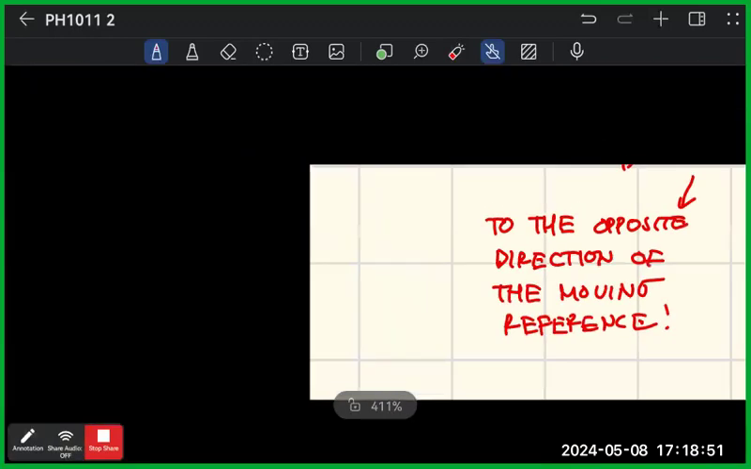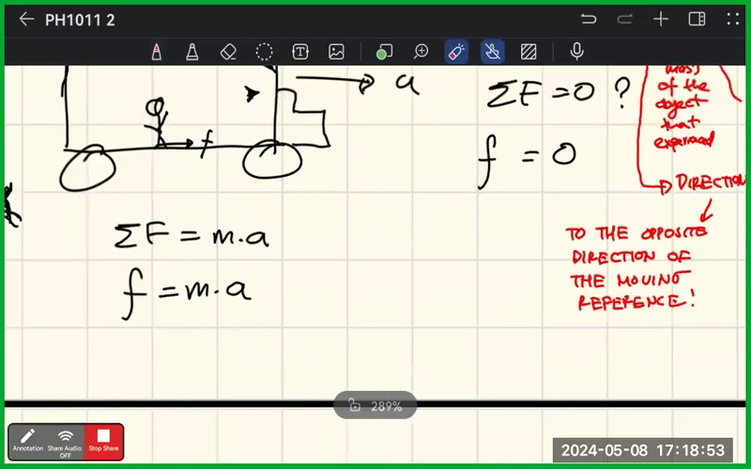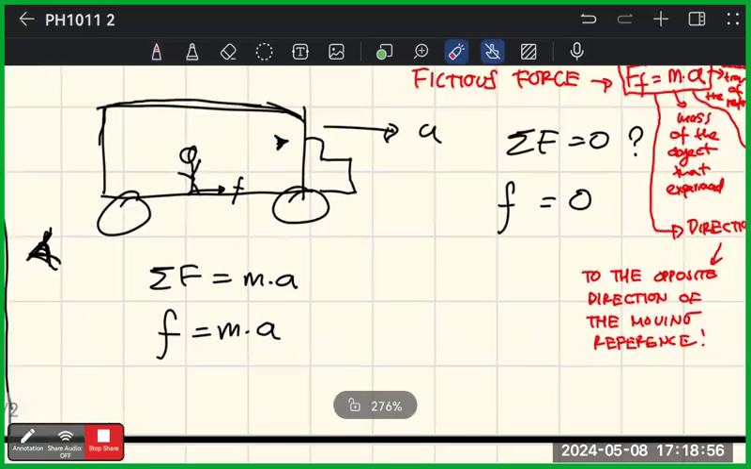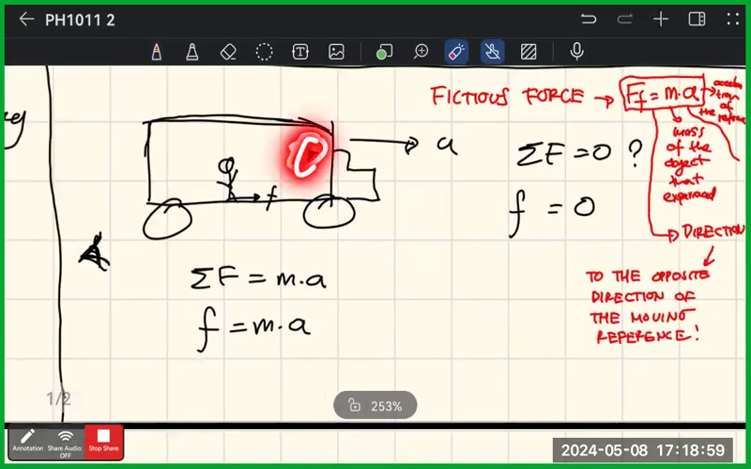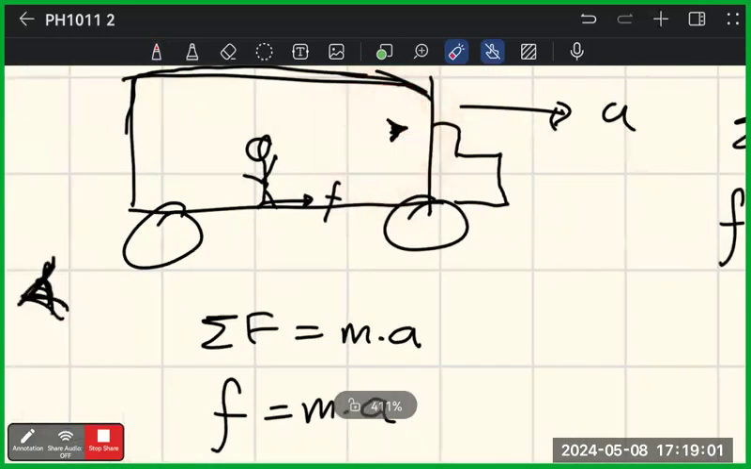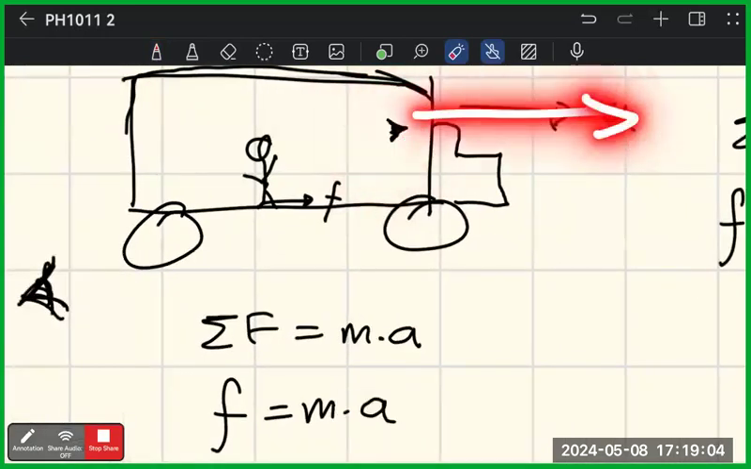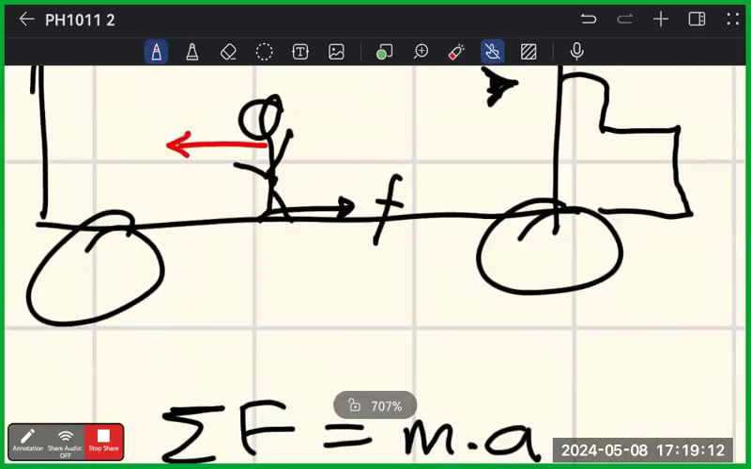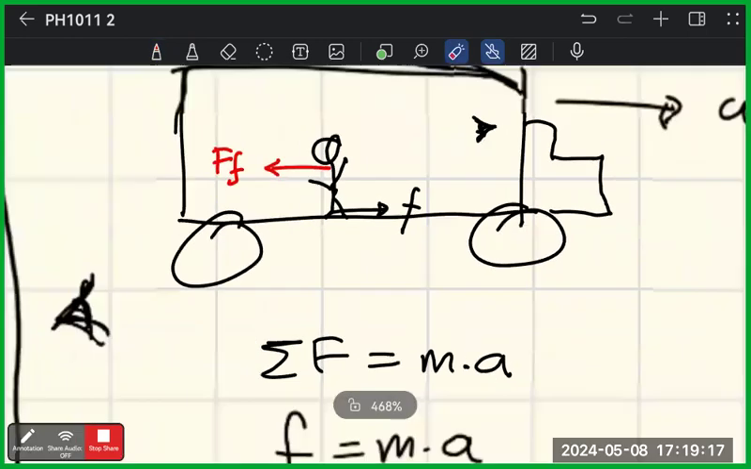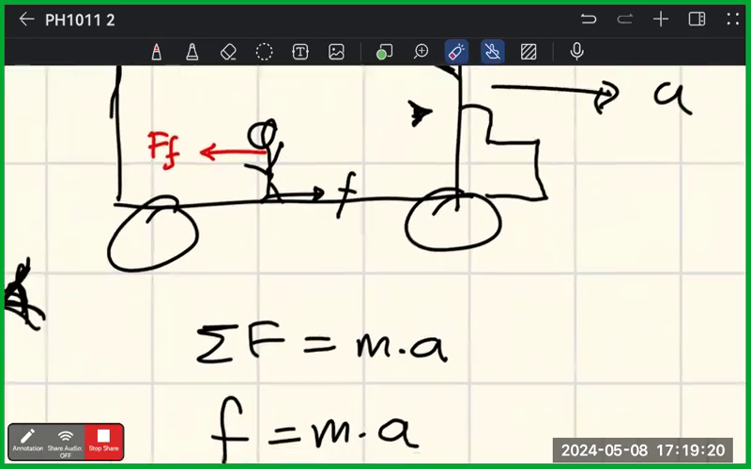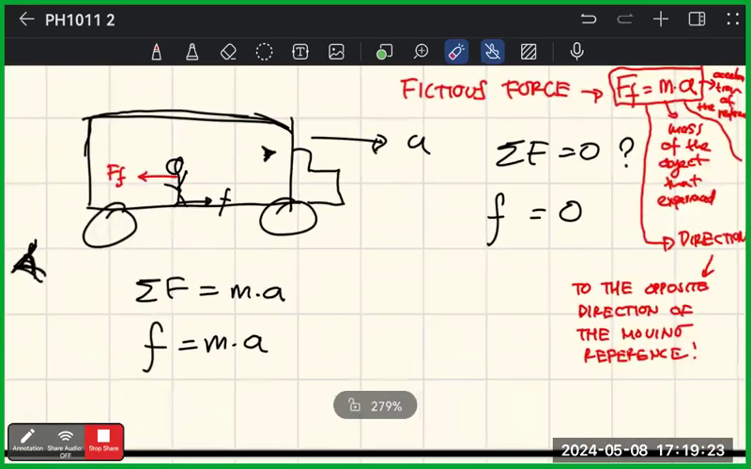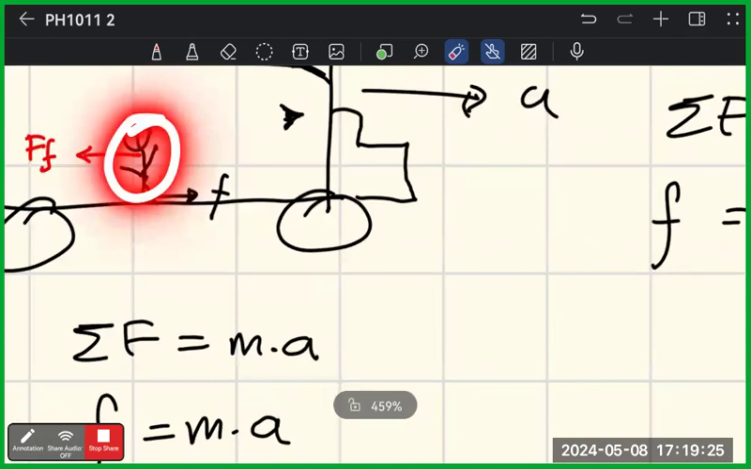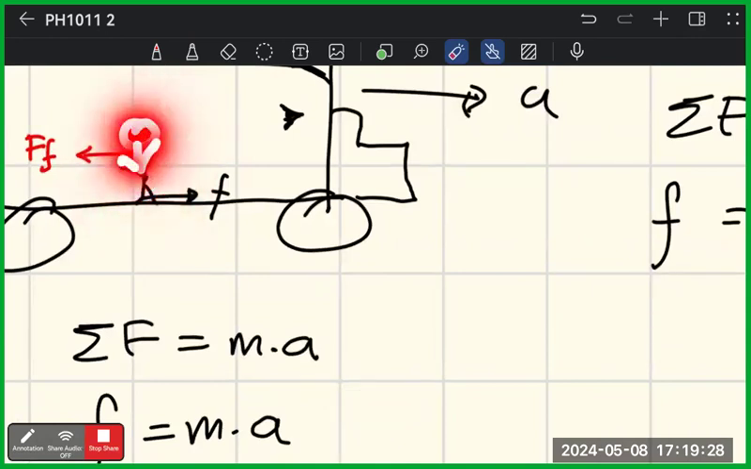Or basically it's just opposing the expression. So the fictitious force from this is that, because the truck is moving rightwards, the fictitious force is going leftwards. Okay, this is the fictitious force, with the formulation as m, which is the mass of this person inside, because he's the one experiencing the force.